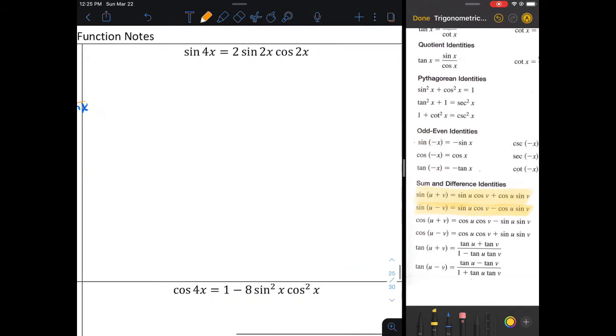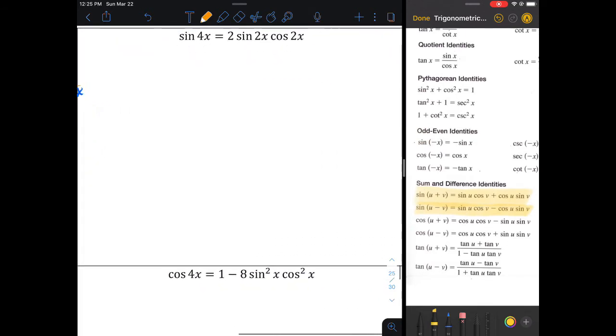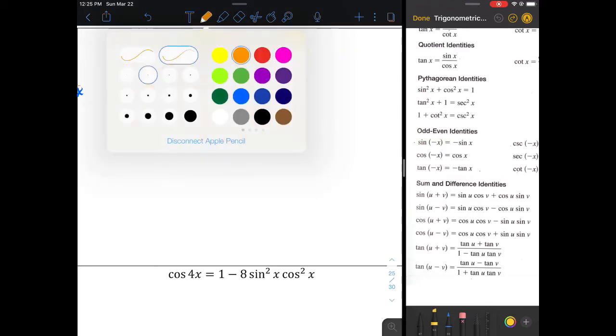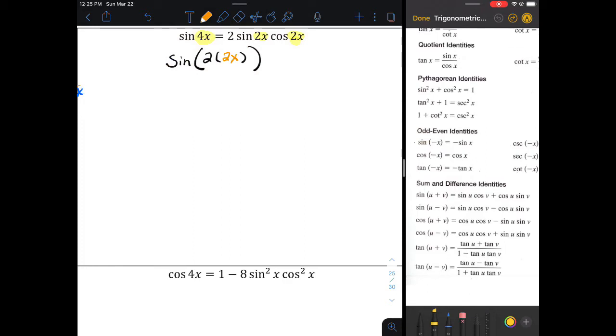All right, slide over and look at another one. So this time we have sine of 4x. And I want to make that become sine of 2x and cosine of 2x. So I need to do something here with the 4x. Now, we can use the same angle sum identity. However, I could do this a little quicker if I rewrote sine of 4x as sine of 2 times 2x. So I'm going to use the double angle formula here for sine.